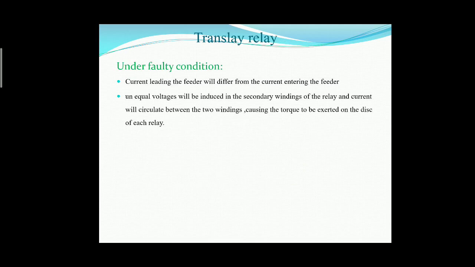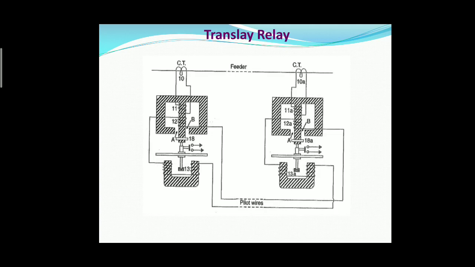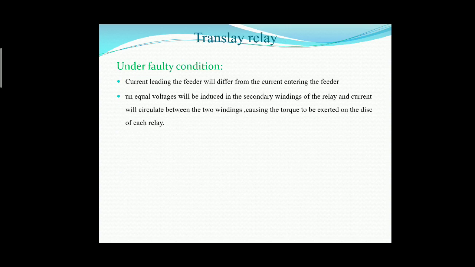Next one is the under fault condition. Under fault condition means that if any fault occurs in the feeder line, an internal fault. In this condition, the current leaving the feeder will differ from the current entering the feeder. Therefore, unequal voltages will be induced in the secondary windings.